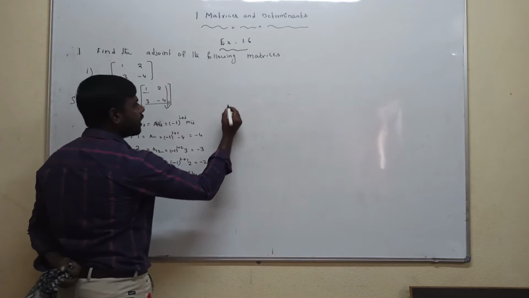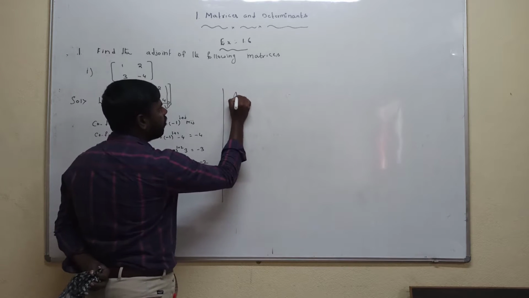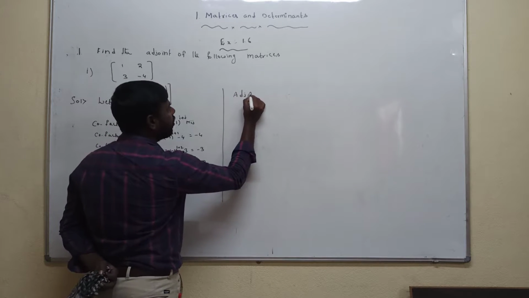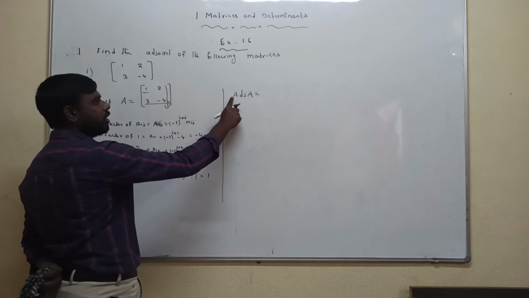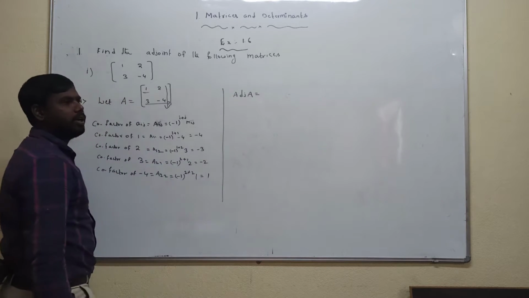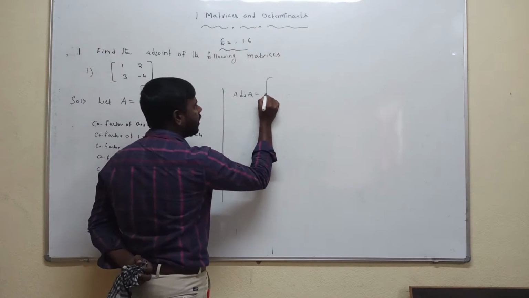So now we need to calculate the adjoint of matrix A. The adjoint of A is denoted by the shortcut adj A. What is the definition here?